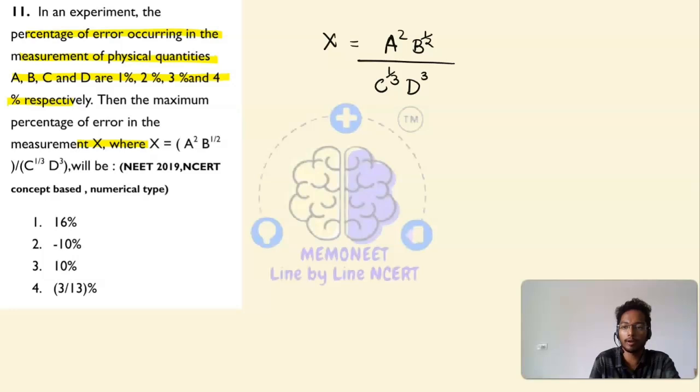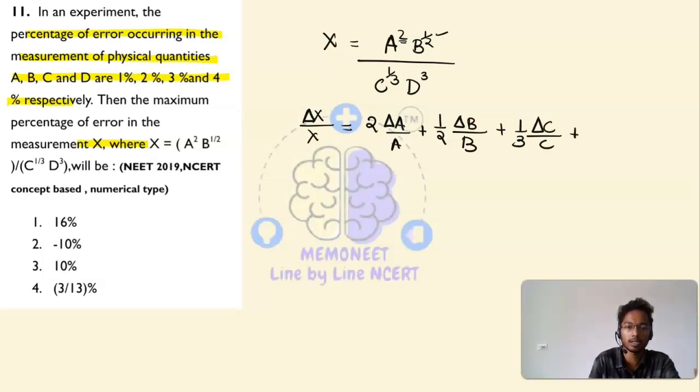Okay, so we have to find out the percentage of error, that is Δx/x equals to, here the square will be coefficient. Okay, 2 into Δa/a plus, then here for the b power will be coefficient, that is half into Δb/b plus 1/3 Δc/c plus 3 Δd/d.